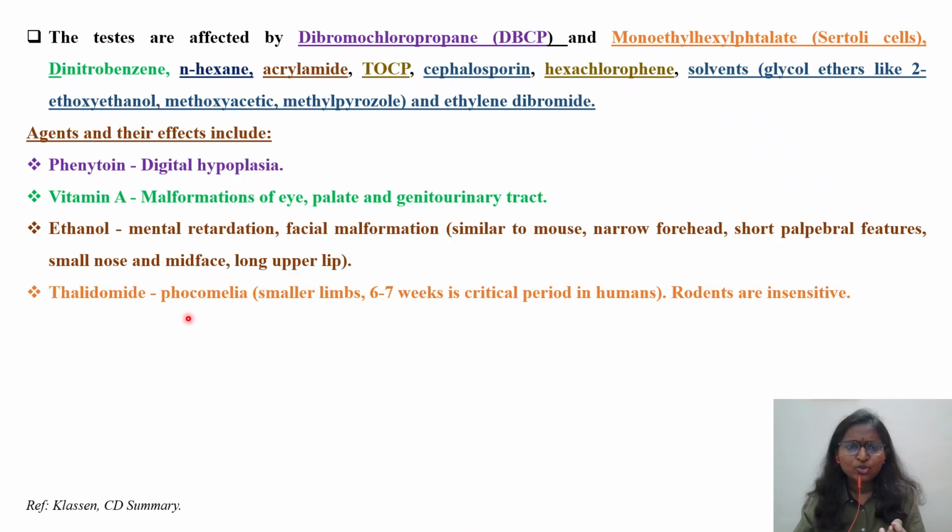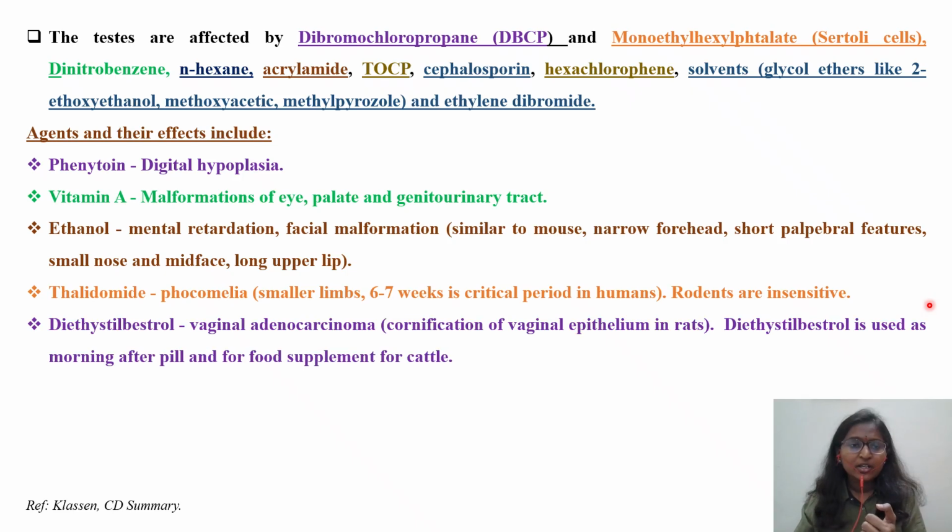Thalidomide, which we discussed, causes phocomelia, smaller limbs, with a critical period of 6 to 7 weeks in humans. Rodents are insensitive, which is the reason we couldn't detect thalidomide before this particular incident. Earlier EFD studies were done only in one species, that is rat. After this, they implemented in the guideline that they have to be done in two species, rat and rabbit. Fertility studies and prenatal and postnatal PPND studies will be done only in rats, but the EFD study will be done in rat as well as rabbit, right?